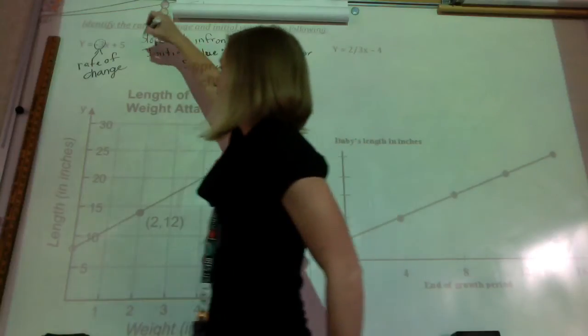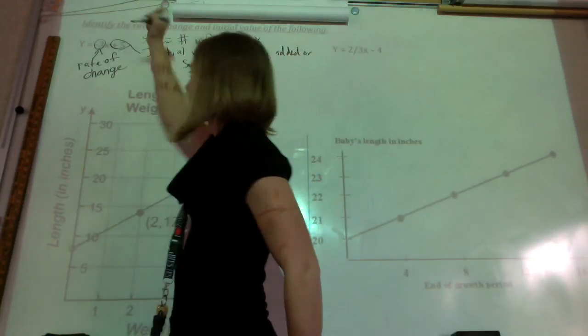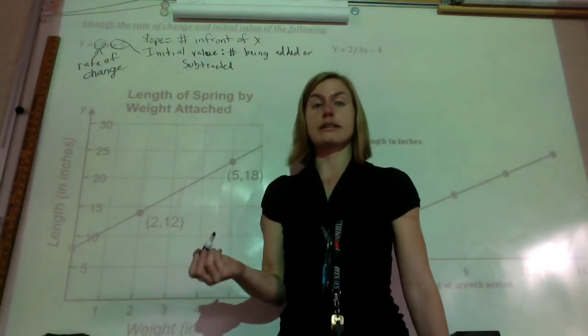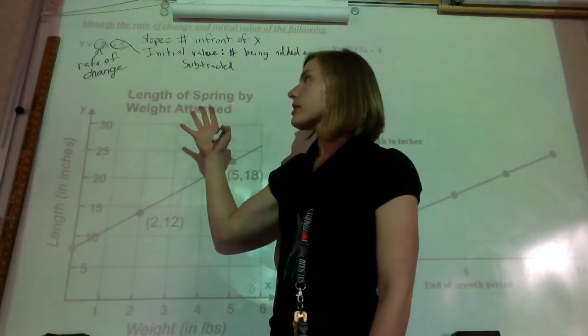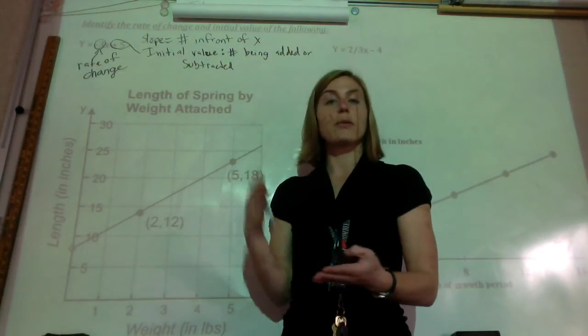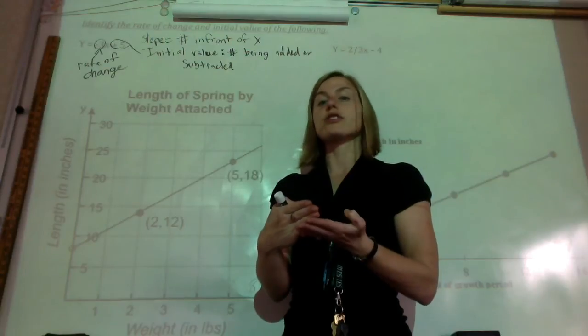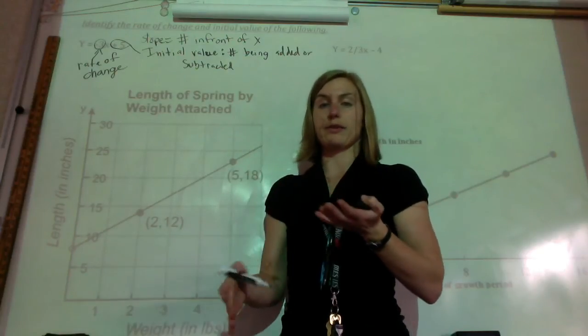So for us, we have this plus 5 right here, and that's going to be our initial value. So for this equation, we don't know what the situation is, but we know that we're starting at 5, and then we're actually going down 3 over 1 every single time.